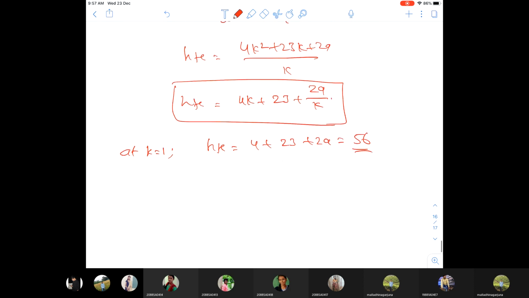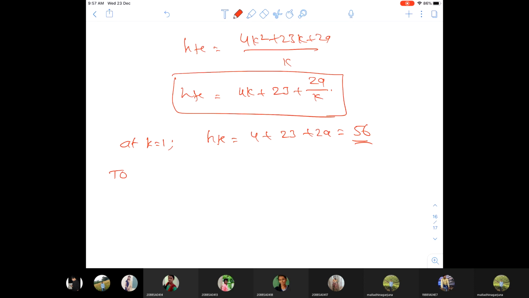So to find the minimum hfe value for the sustained oscillation, differentiate hfe with respect to k and equal to 0.